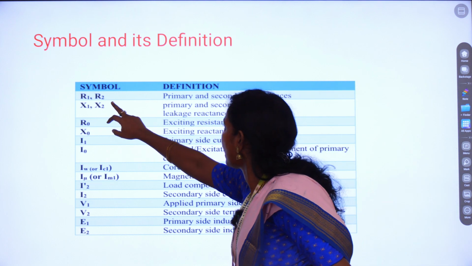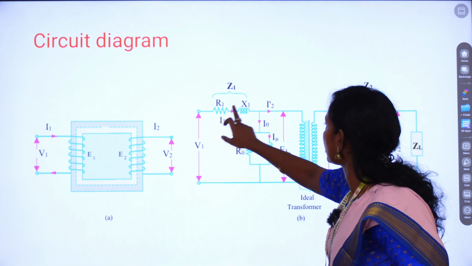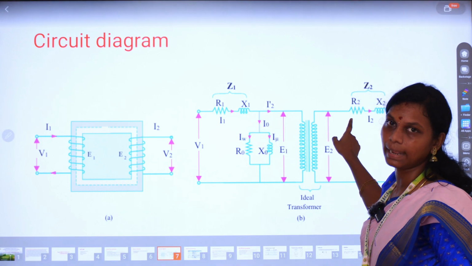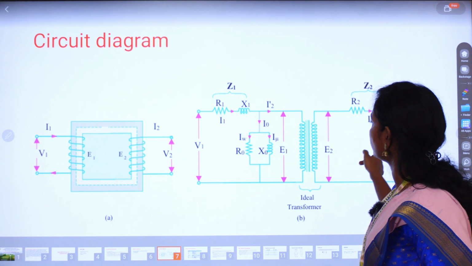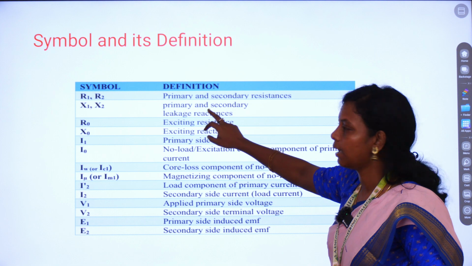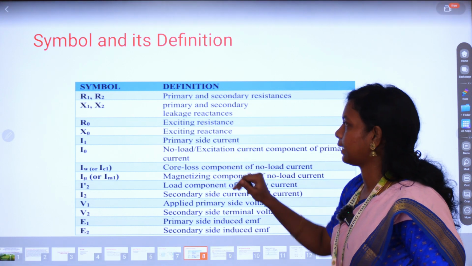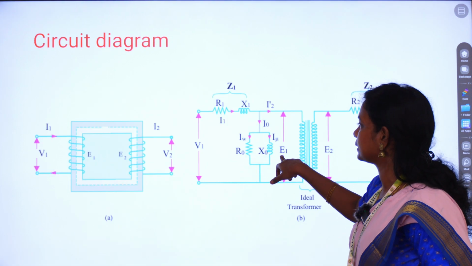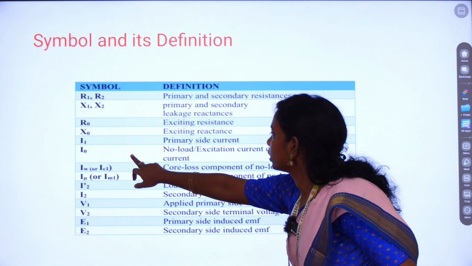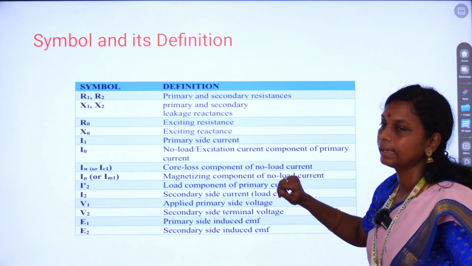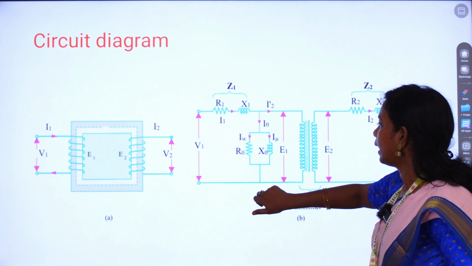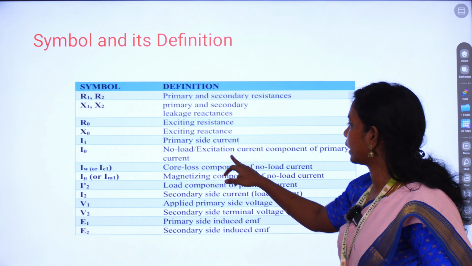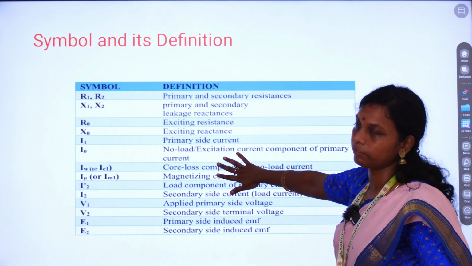So what are R1 and R2? Primary and secondary resistance, which we have told already. X1 and X2 are the leakage reactances. R0 and X0 are the exciting resistance and reactance, which is nothing but the no load resistance and no load reactance. And what is I0? That is the no load current. And what is IW? I have told already, the no load current has two components, the core loss current and the magnetizing current. These are the two components mainly which we have to know.